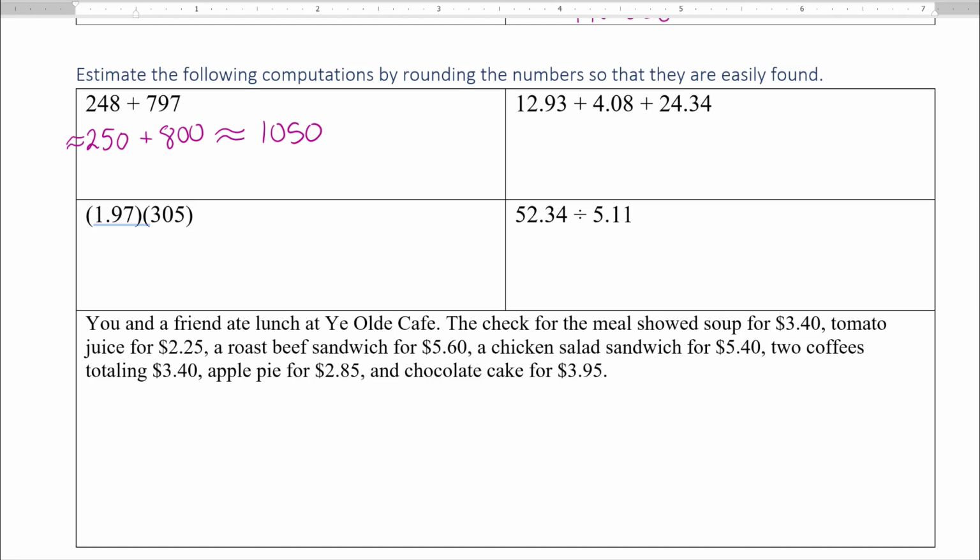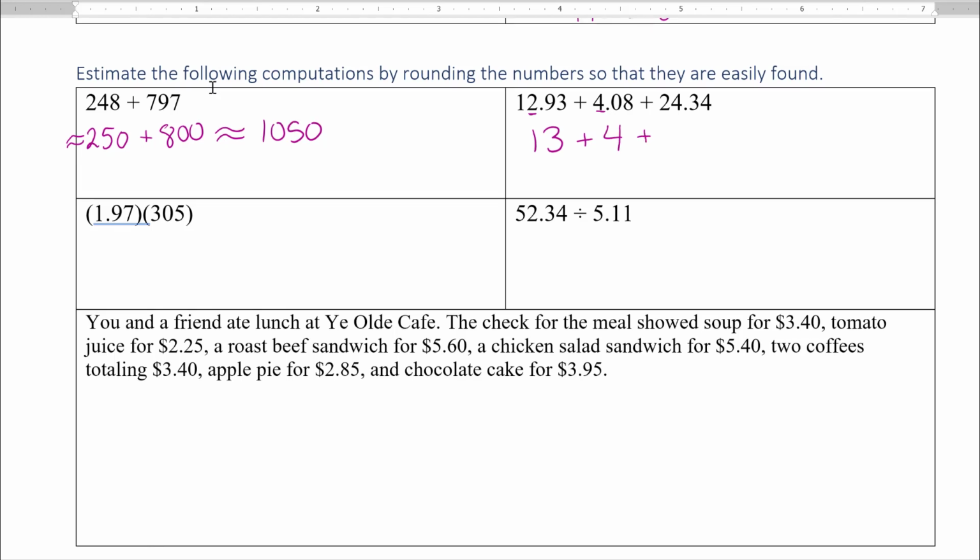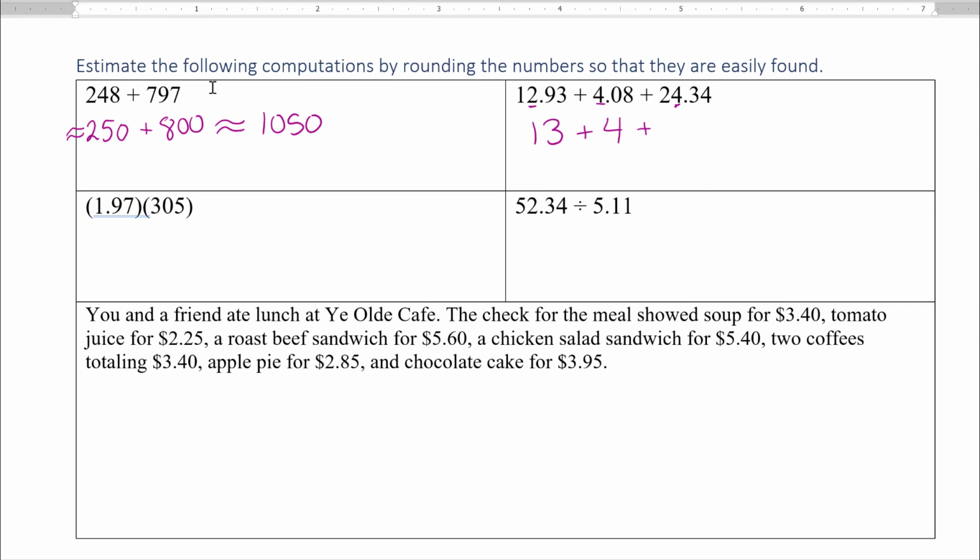So let's round to the nearest whole number and add the whole numbers. 12.93 is really close to 13 if you round to the nearest whole number, which is the 2 in the ones digit. 4.08 is really close to 4. 24.34, if we round to the nearest whole number, that gets us 25. And now I can add these easily. Again, I'm going to put the squiggly equal sign, which means approximately equal to. And 13 plus 4 is 17, and 17 plus 25 is approximately 42.